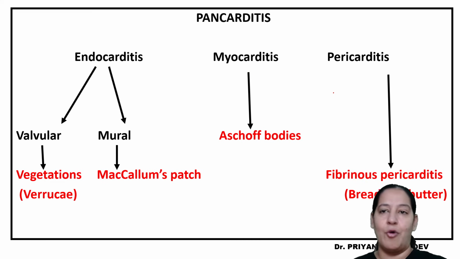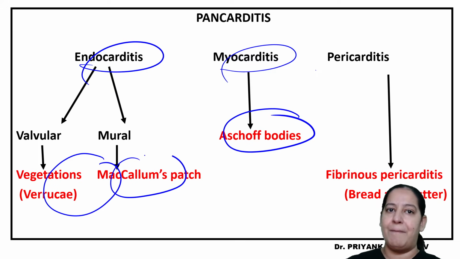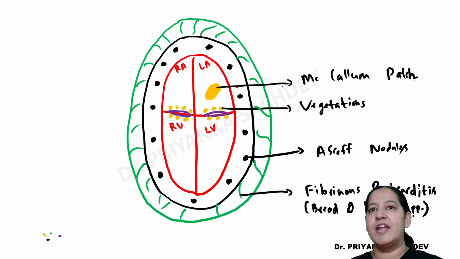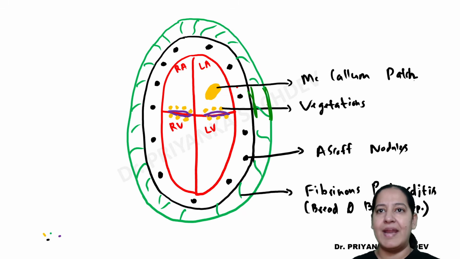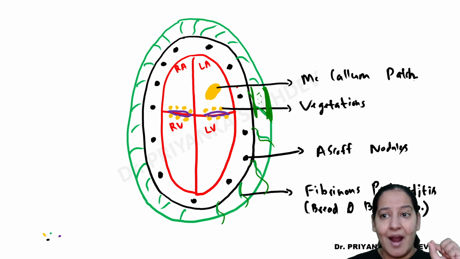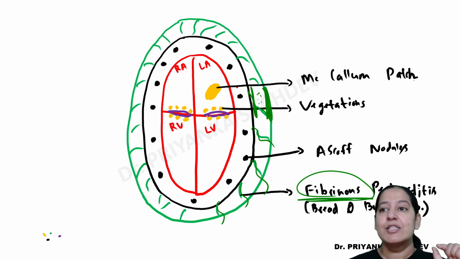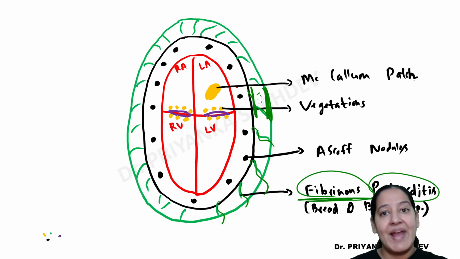And coming on the third thing now, pericardium. So myocardium mein Aschoff bodies hoti hain, endocardium mein vegetations and McCallum patch hota hai. Coming on pericardium. So what is pericardium? The outermost layer, the green colored layer you can see here is pericardium. So between myocardium and pericardium, normally a thin watery fluid is present inside a normal heart, my heart, your heart. This fluid will become thready. I have drawn threads. This pericardial fluid becomes thready. It is known as fibrinous. Fibrinous means thready, threadiness. So it is known as fibrinous pericarditis.